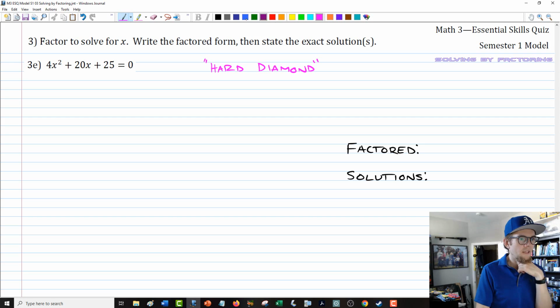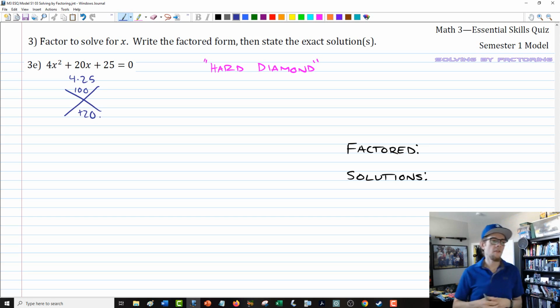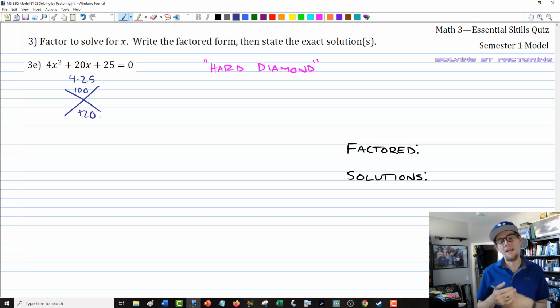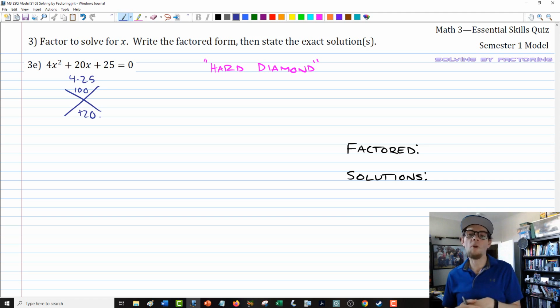Okay, let's diamond this thing up. So first we're going to take the leading coefficient and multiply it times the constant. That's going to be 100. And then positive 20. So we are looking for two numbers that multiply to 100, but add up to positive 20. And I'll tell you right now, I know lots of facts for 100.